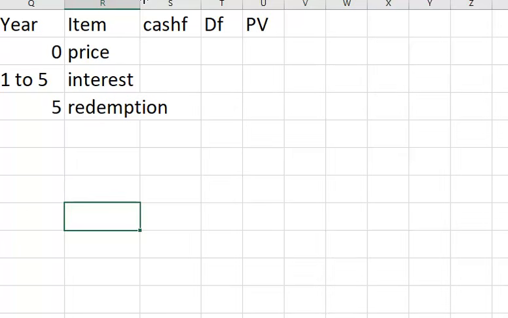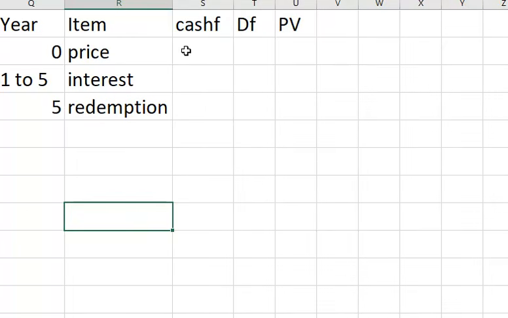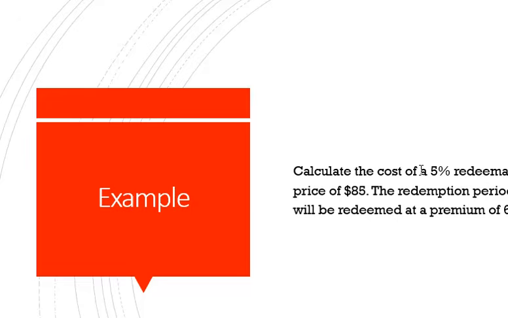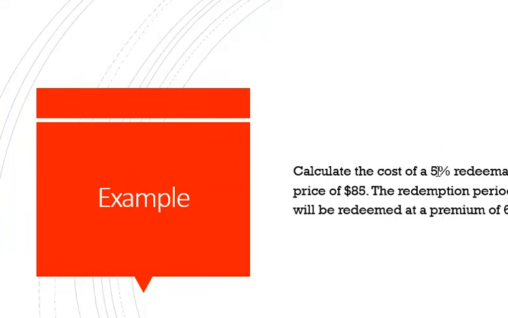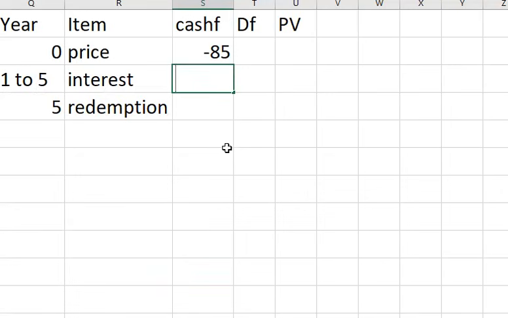Okay. So based on our question, our market price was 105. If we go back, we are told that the market price is, sorry, that was the other question, but in this question we are told that the market price is 85. So we'll put it as negative 85. Then interest, our interest rate was how much? Let's go back. So 5% times 100, which is 5. So you put 5.